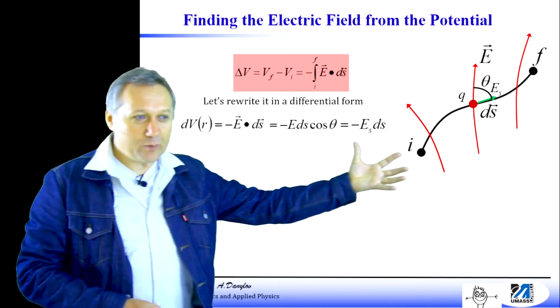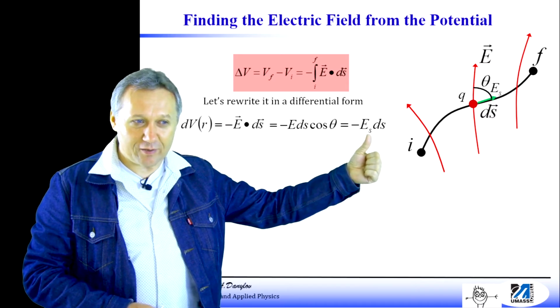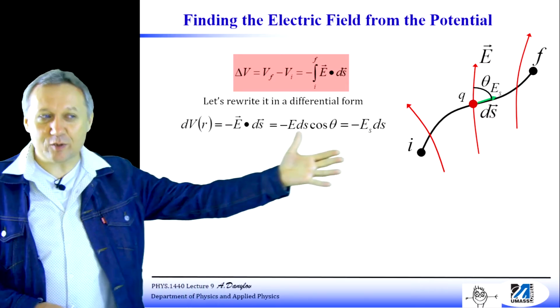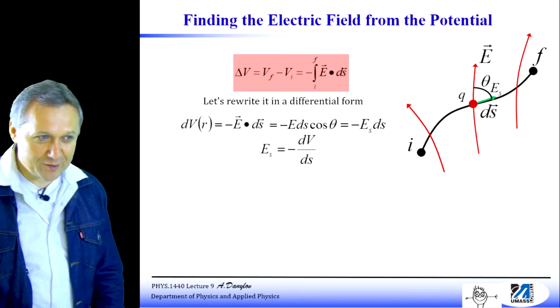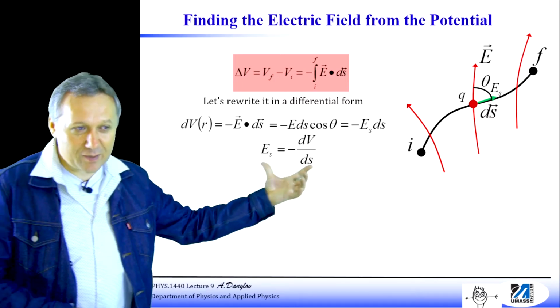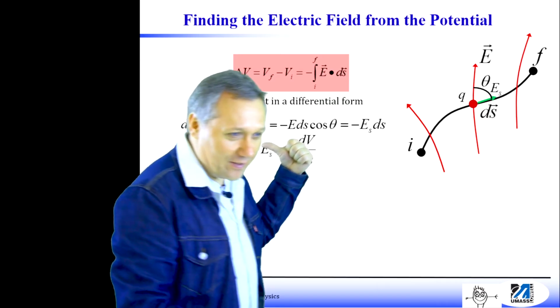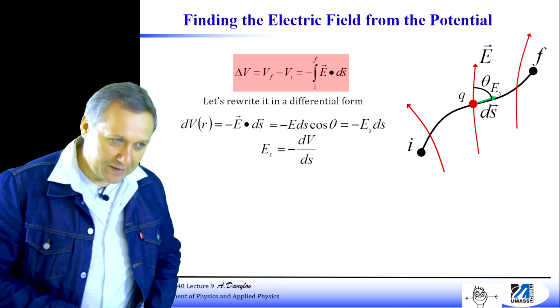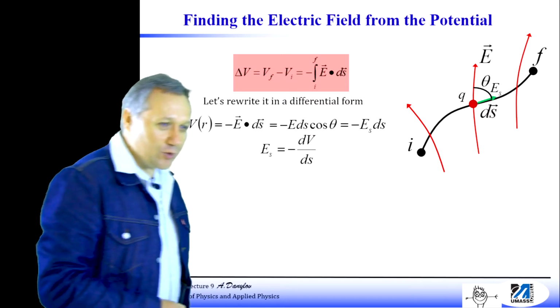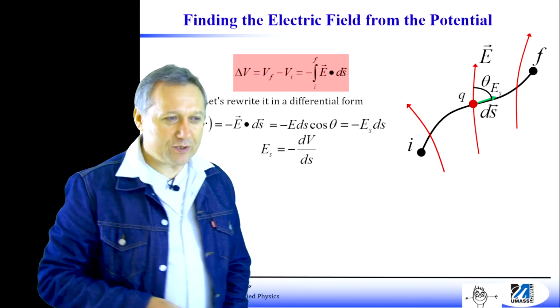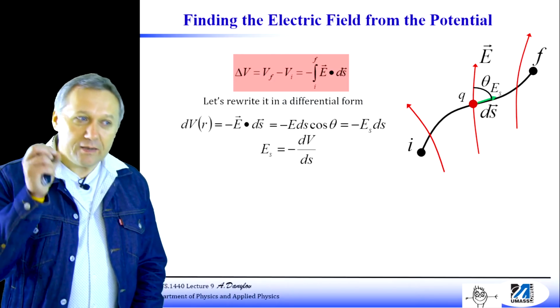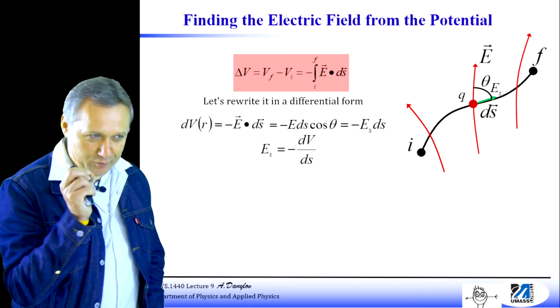Now that we have this form, I can write E sub S in terms of dV. So let me solve it for E sub S. It will be E sub S equal to the negative rate of change of the electric potential, negative dV over ds. Now the derivation is almost done. Now we just need to say fancy words and write the formulas. Now, no, not fancy, magic words.